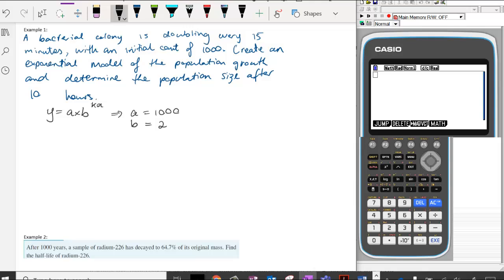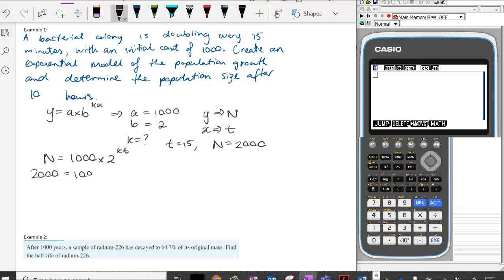Now at the same time, we're going to replace y with n for number in the population, x will be replaced with t, and we need to find k. And to find k, we will use this information as doubling every 15 minutes. So when t is equal to 15, n will be equal to double the initial, which will be 2,000. So here's our base model. N is equal to 1,000 multiplied by 2 to the power of kt. If we put in our first bit of information, t is 15, n is 2,000, we can find k.